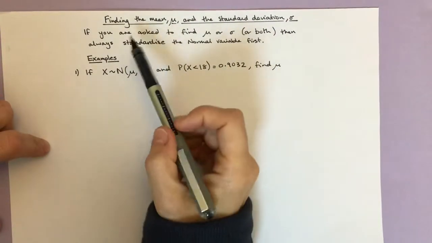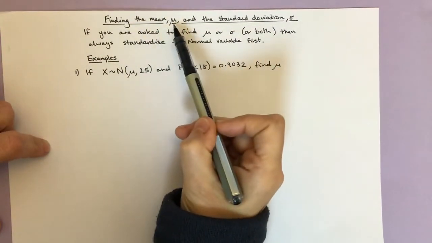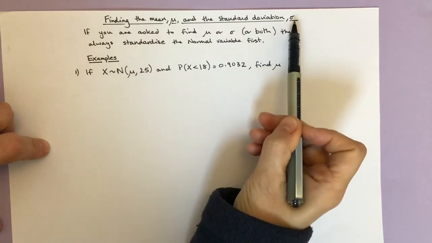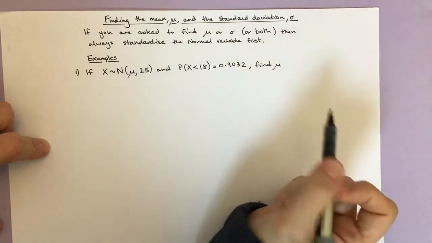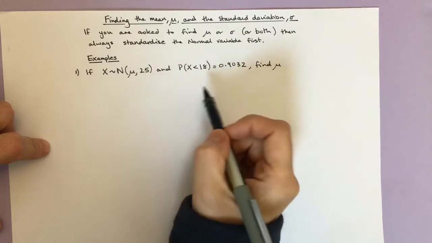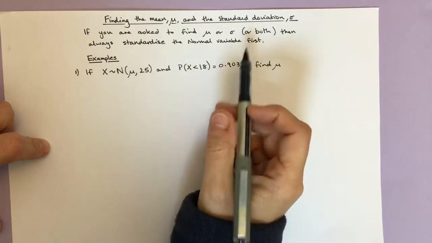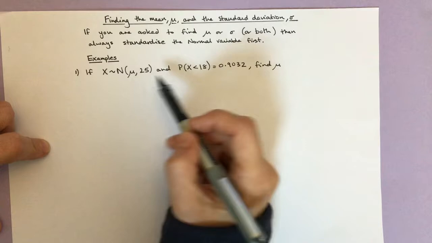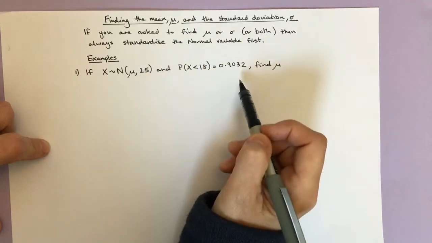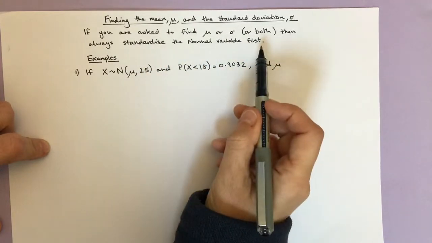Okay, so we're going to do some work on finding the mean, mu, and the standard deviation, sigma, if a variable is normally distributed. And this example we actually did in the lesson on Friday, but I thought I'd go through it again just so everyone's got this note, and if anyone wasn't in on Friday or didn't take the notes down, you'll have it in your notes now.